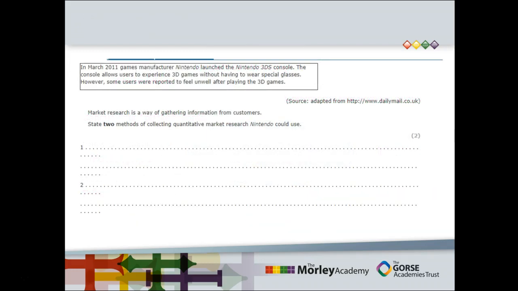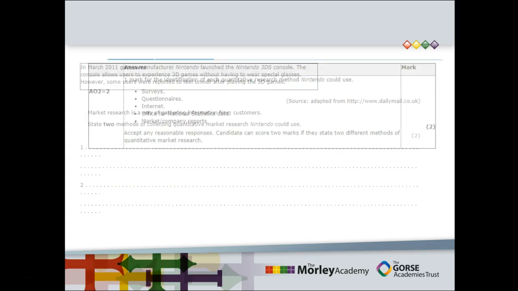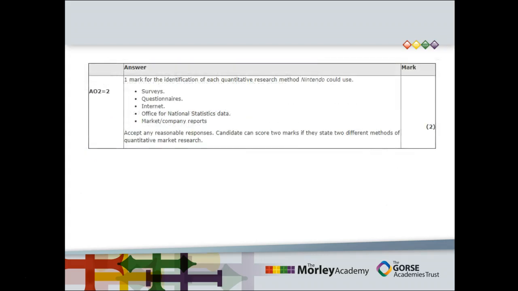So, two methods of collecting quantitative market research that Nintendo could use. These are the ones that have just popped up as quantitative: surveys, questionnaires, internet. Always try and look for things which are a little bit further apart, so something like surveys and national statistics would be really good.